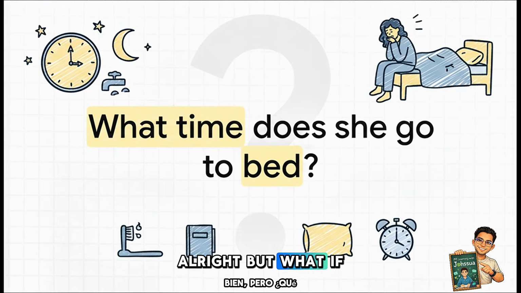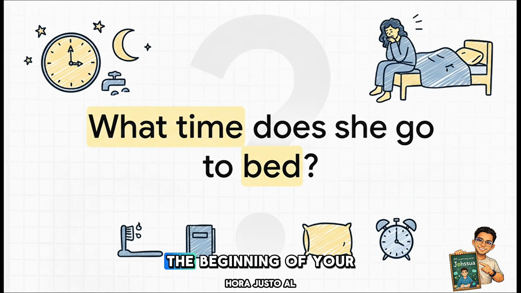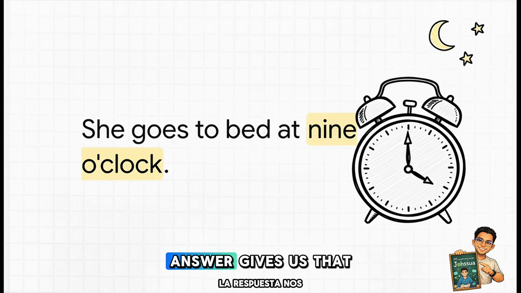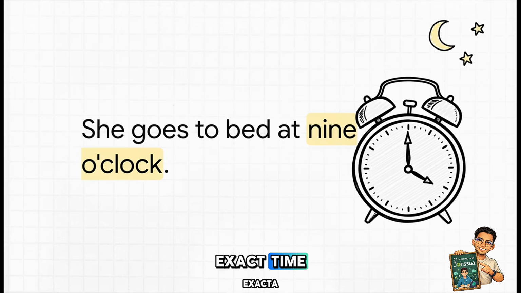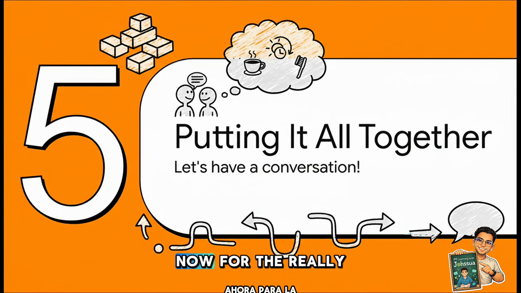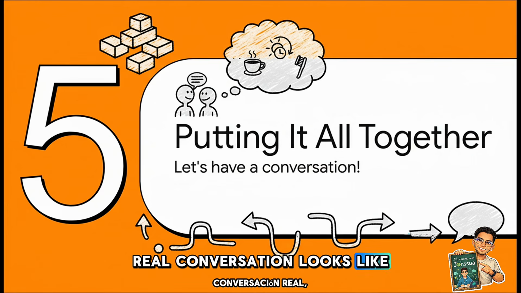All right, but what if you want to know when something happens? Super simple. Just stick the words what time right at the beginning of your question, like this. What time does she go to bed? And, of course, the answer gives us that exact time. So someone might say, she goes to bed at 9 o'clock. Perfect. All right, we've learned all the pieces. Now for the really fun part. Let's put all of our building blocks together and see what a real conversation looks like.